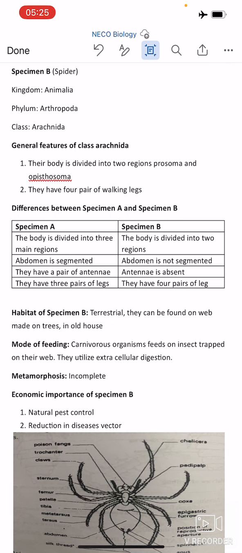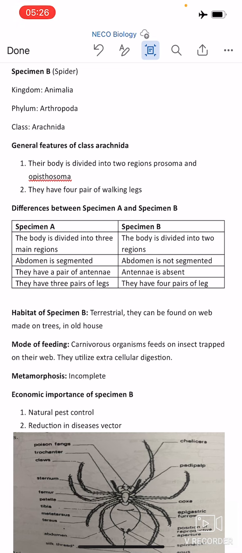So now the difference between housefly and spider, that's specimen A and specimen B. Specimen A is divided into 3 main regions, while specimen B is divided into 2 main regions. In specimen A, the abdomen is segmented, while in specimen B, the abdomen is not segmented. Specimen A has a pair of antennae, while antennae are absent in specimen B. Specimen A has 3 pairs of legs, while specimen B has 4 pairs of legs.